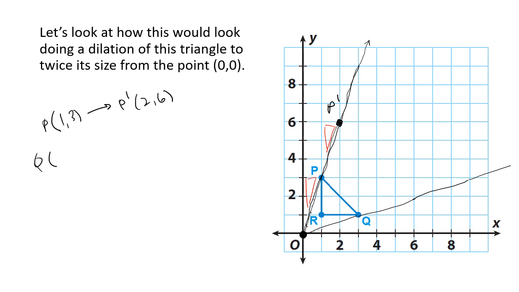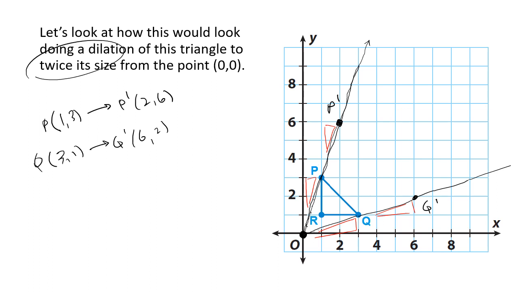This point Q is at (3, 1), so you can probably guess Q prime, the image of that Q, is going to be at (6, 2). So again, I want to go twice its size. My scale factor is 2, so I'm doubling everything. So again, this triangle gets applied over here, and I get this point here for my Q prime.